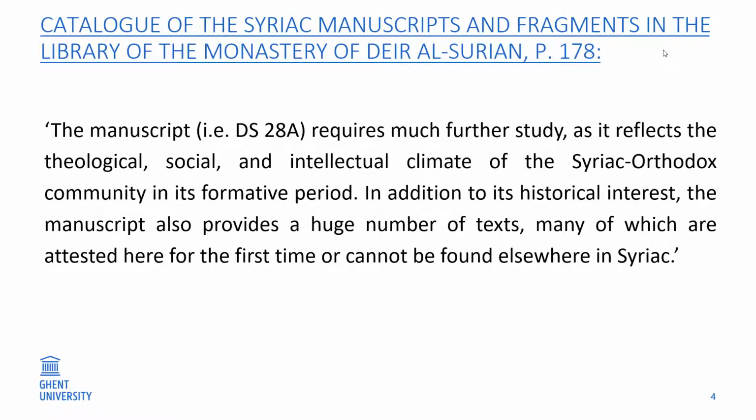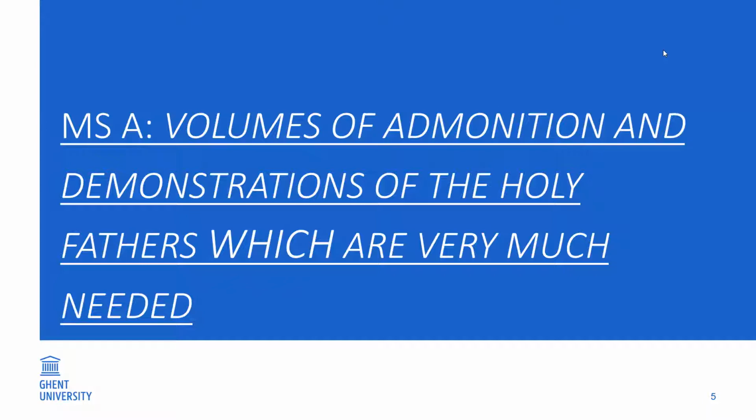It was composed in a period in which the Syriac Orthodox Church was forming its identity. It has a lot of passages. Most of them are unattested elsewhere or unedited, and it's rich in content. So keeping that in mind, we can start with section A that has the title Volumes of Admonition and Demonstration of the Holy Fathers, which are very much needed.